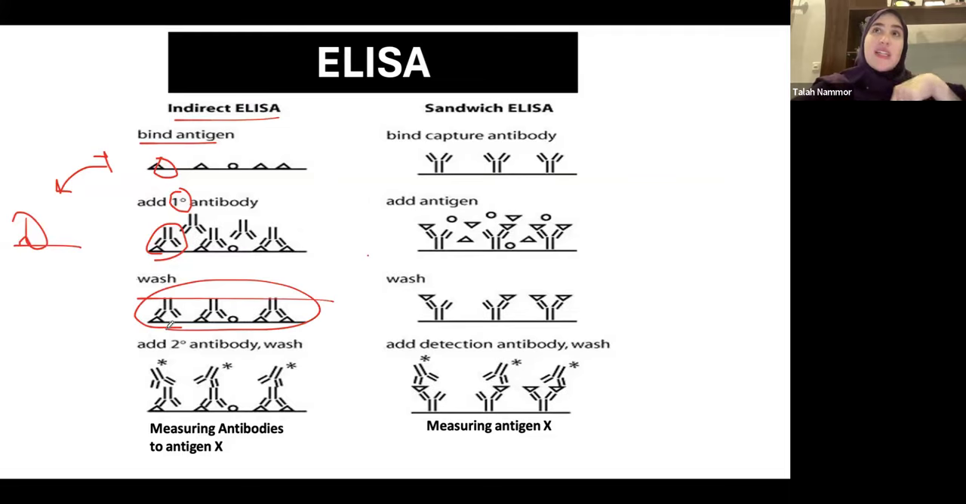Then we're going to add an antibody that recognizes the primary antibody. So this antibody will recognize the antibody that is already attached to the antigen, which is already the complex. In other words, the antibody is going to identify the complex, and then a reaction will happen. For example, it could be a change in color, or it could be precipitation, depending on whatever experiment they're doing. Is that clear?